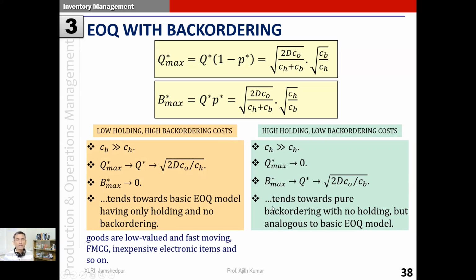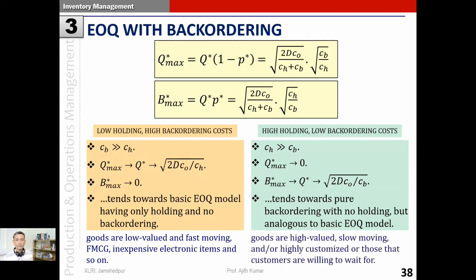So this is basically tending towards a situation of pure back ordering with no holding at all. It's as if it's a make to order system. The item is acquired only after the customer places the order and then given to the customer. So this is analogous to the basic EOQ model in the sense that we are essentially replacing the CH in the denominator of the basic EOQ model with the CB.